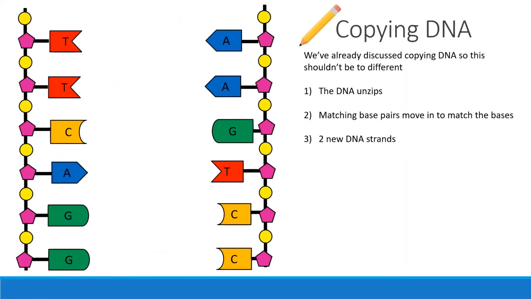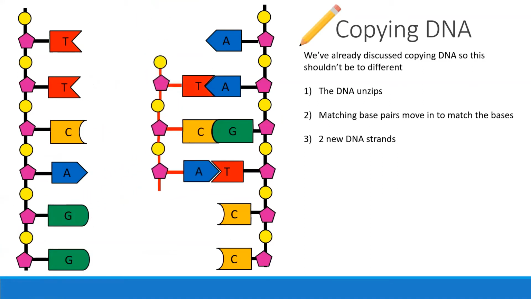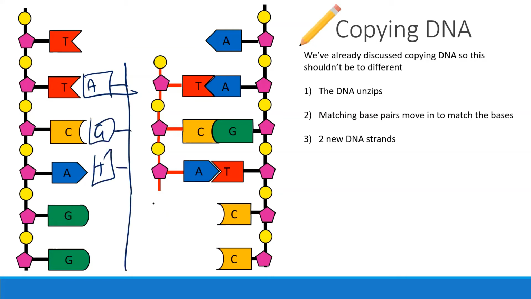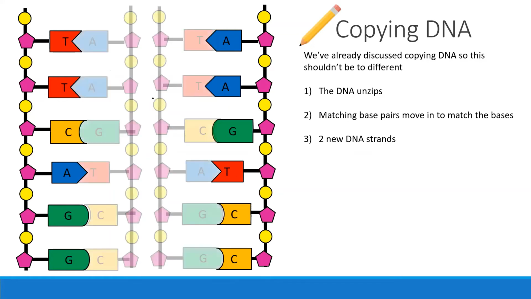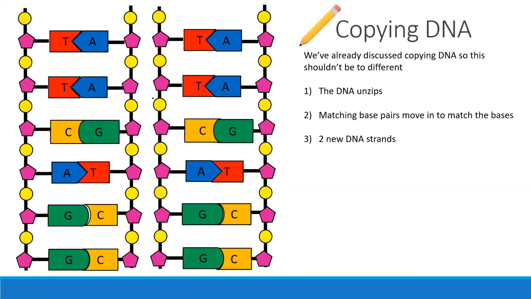Step 1. Step 2 is we find matching base pairs. So the matching base pairs move in and copy the one side of the DNA, but on the other side of the DNA, we're also going to do a copy. We're not just going to copy one side, we're also going to copy the other side. And essentially, we end up with this. We will end up with 2 copies of the DNA strand.